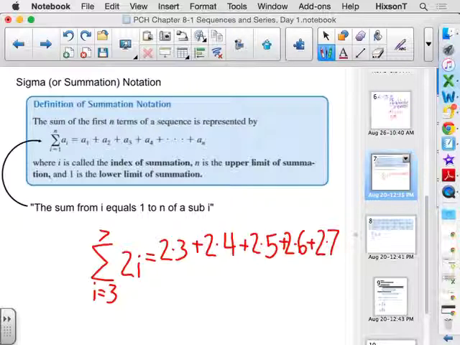We can add that up now by simplifying. We've got 6 plus 8 plus 10 plus 12 plus 14. Okay, is it 30? 24 plus 12, 36, and 14, yeah, 50. There we go. Alright, so that's what that sum would equal.